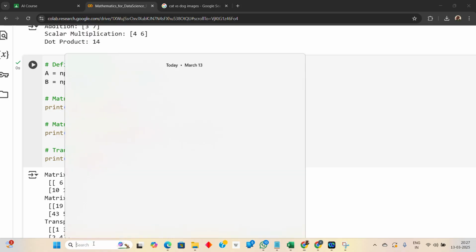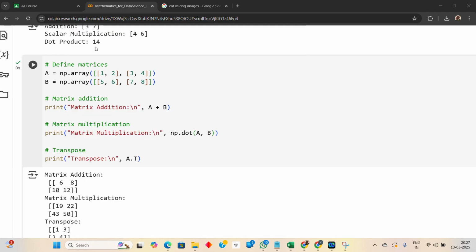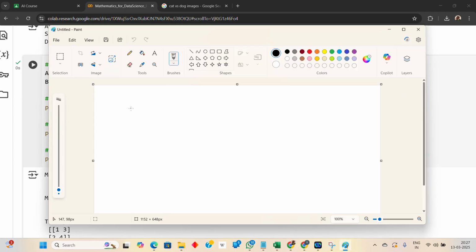So let me take Paint. Tomorrow onwards, we will conduct sessions using WebEx, because in WebEx it will be easy for me to use the pen and explain there itself.